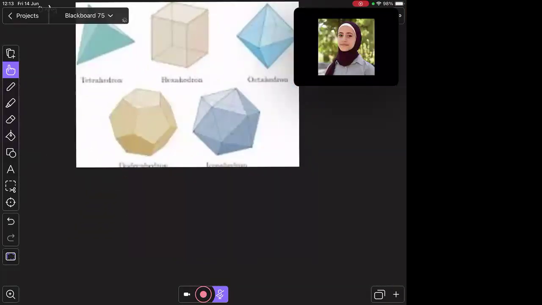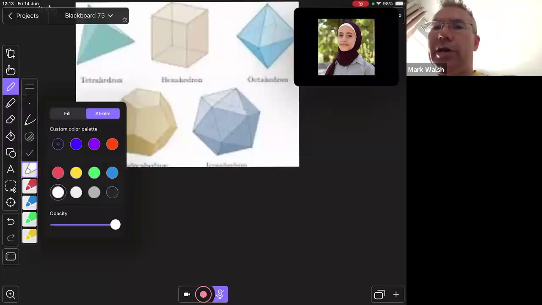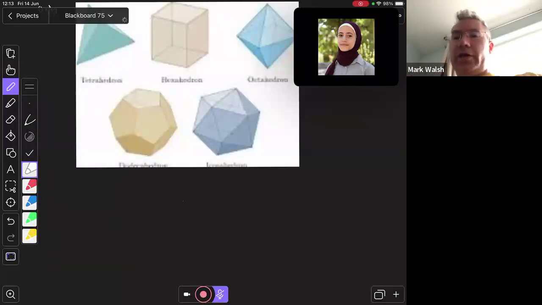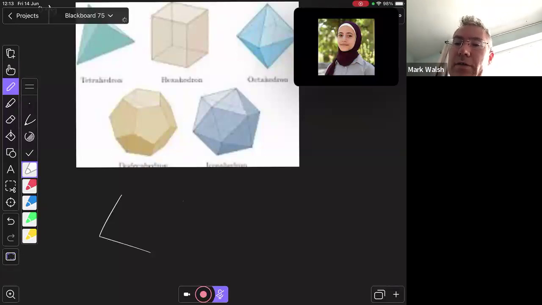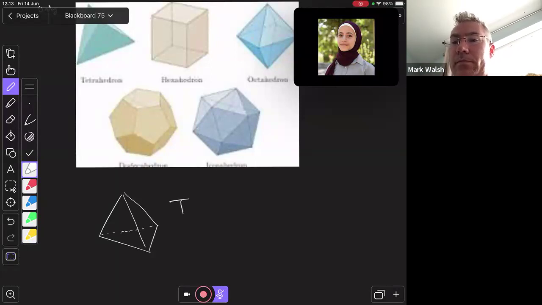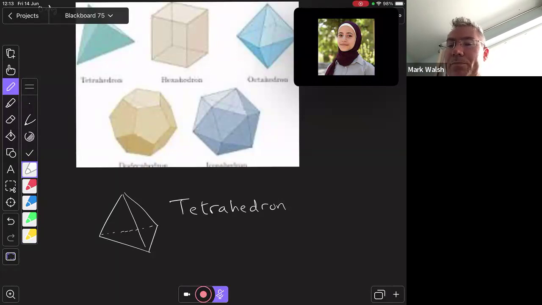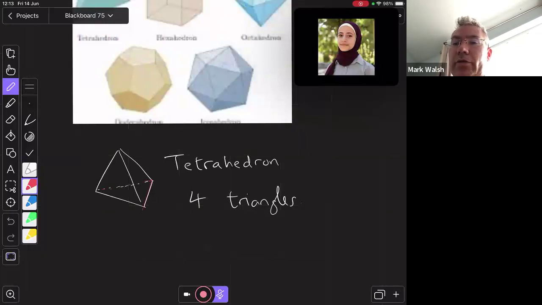So I might just draw something here. What I'm drawing is the tetrahedron. This is made up of four triangular pieces, equilateral triangles, right? So you can see them there. There's one there at the back. There's one, and there's one, and there's another at the back there. Okay, everyone happy with that?